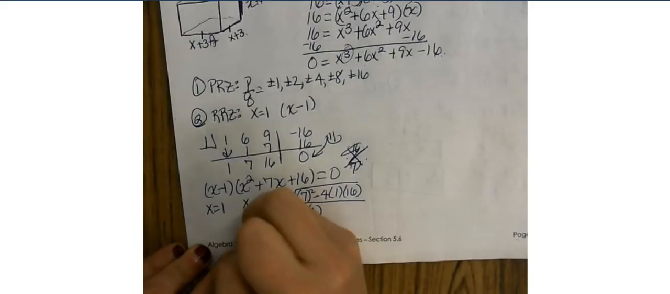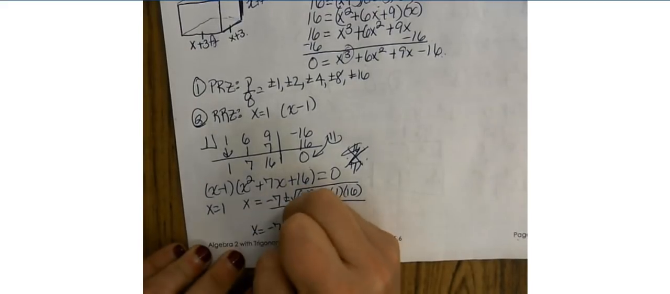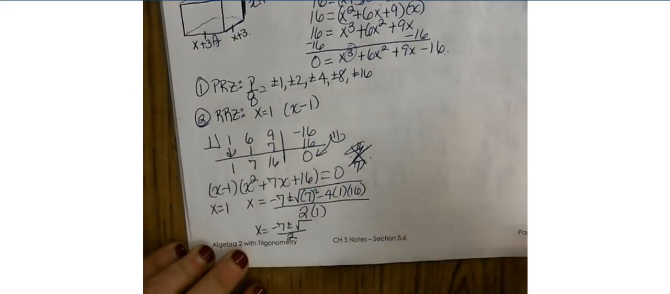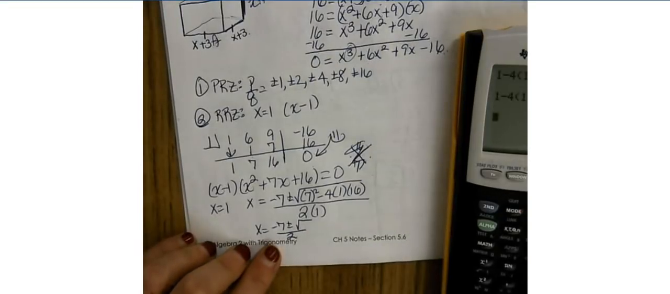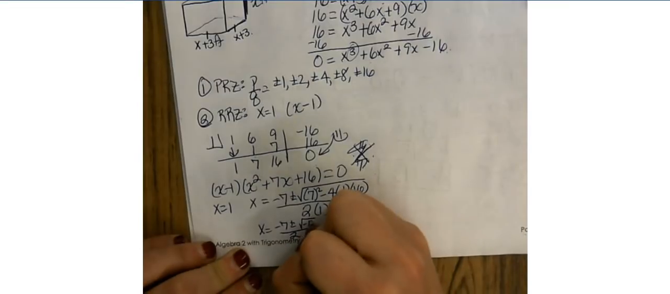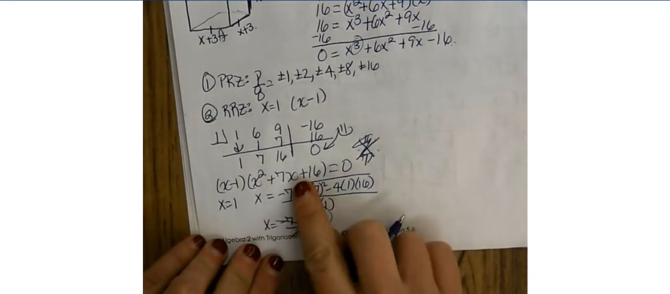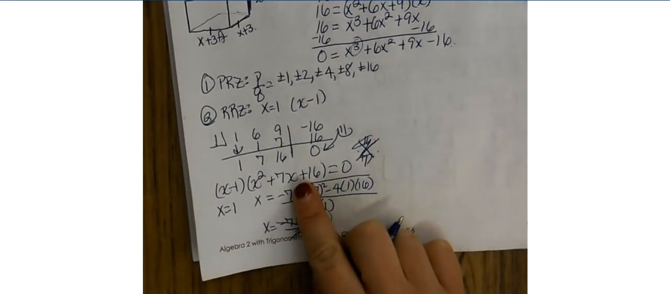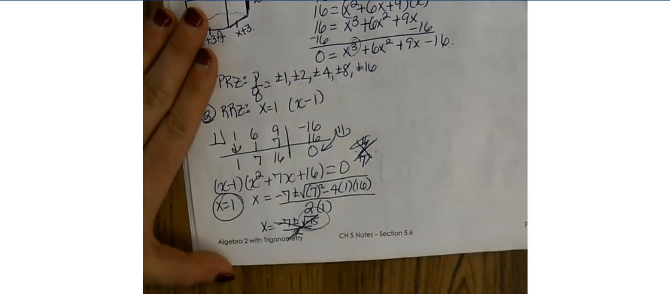So x is equal to negative 7 plus or minus the square root of a number, divided by 2. That number is 7 squared minus 4 times 1 times 16, which is equal to negative 15. Whenever you take the square root of a negative number, it's imaginary, which means this quadratic does not produce any real solutions, any real x-intercepts. So simply x equals 1 is our answer.